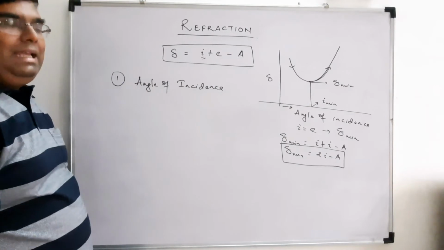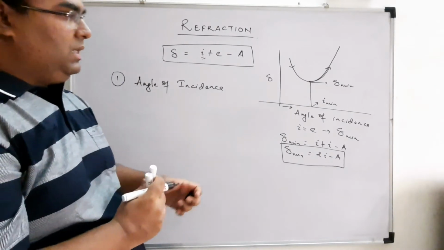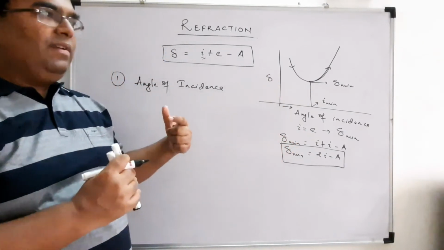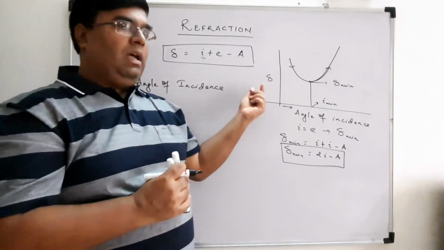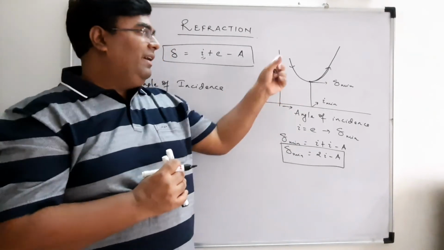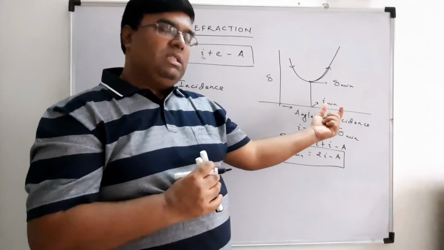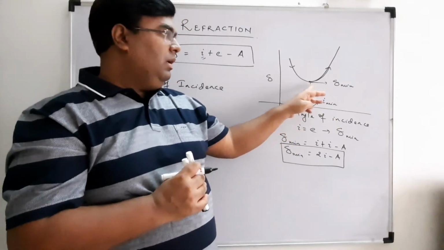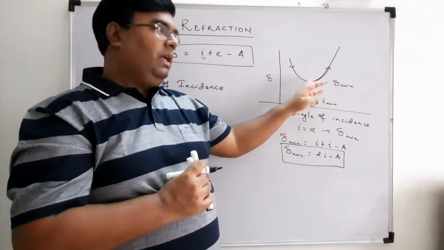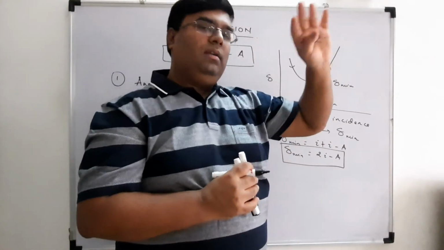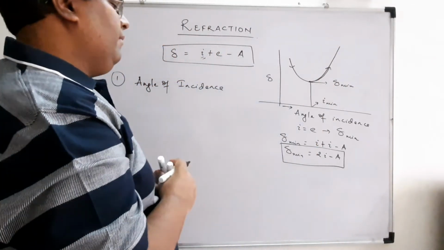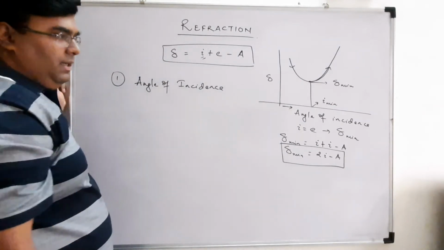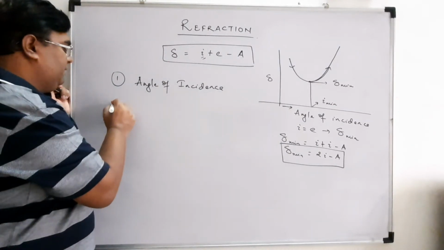2I minus A. Okay, so understand this thing, that for different angles of incidence we have a different angle of deviation. Initially it will decrease if we keep on increasing the angle of incidence, and at one point it will be minimum, and afterwards it will again increase and go on increasing. Got this one?